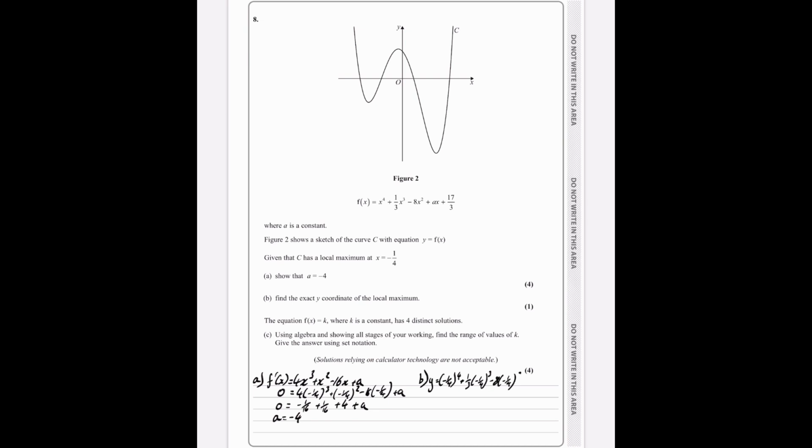So we get negative a quarter to the power of 4 plus a third lots of negative a quarter cubed, subtract 8 lots of negative a quarter squared, subtract 4 lots of negative a quarter plus 17 thirds, and that comes out as 4,735 over 768. And that is the y-coordinate of our maximum point.